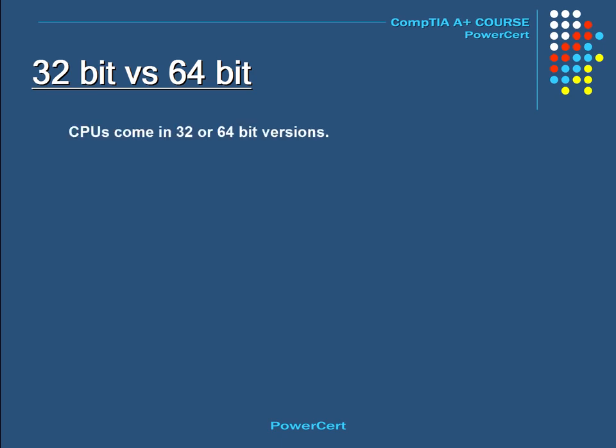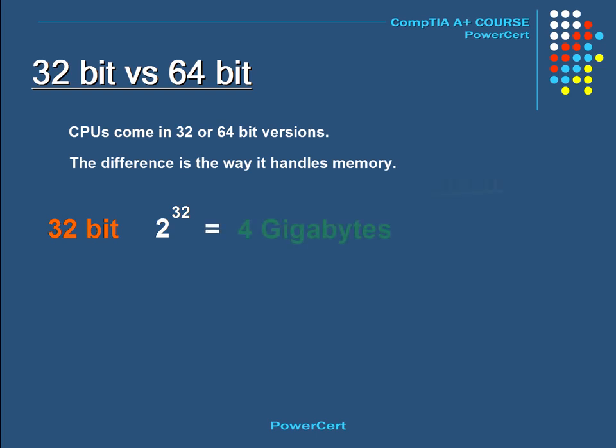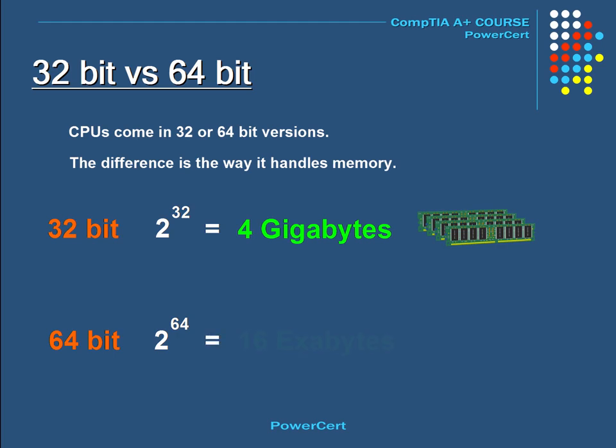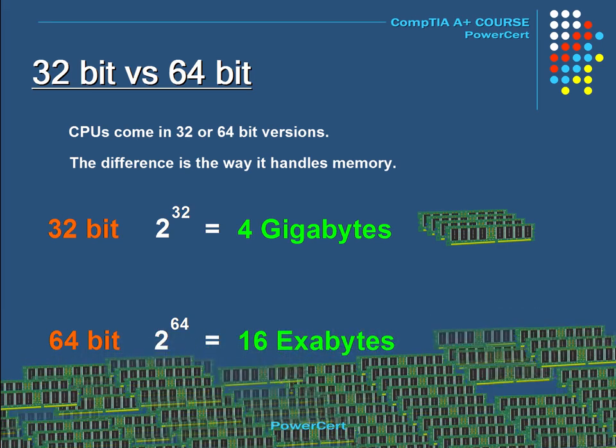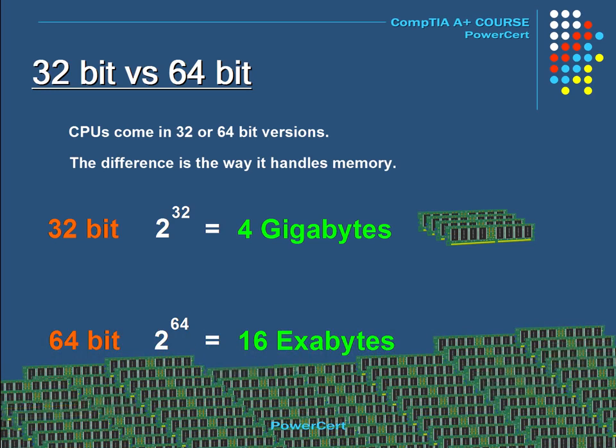CPUs can come in 32 or 64-bit versions. The difference between a 32-bit and a 64-bit is the way that it handles memory. The bit size of the CPU refers to the memory it can address. A 32-bit CPU can reference 2 to the 32nd power bytes of memory, which equals about 4 gigabytes. However, a 64-bit CPU can reference 2 to the 64th power bytes of memory, which equals about 16 exabytes, which is 4 billion times more memory than a 32-bit.